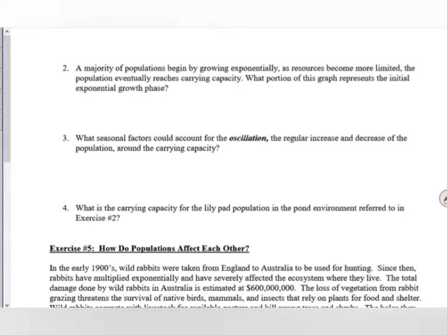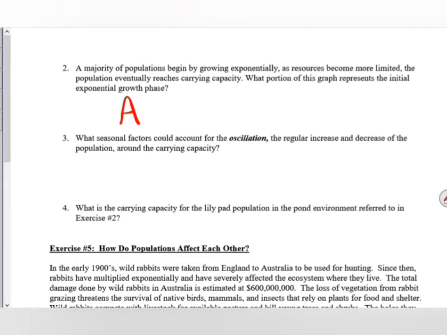What part of the graph represents the original growth, the exponential growth? A or B? A. Okay, so this is A. That's the exponential growth phase. We've already labeled it. And then number 3, what seasonal factors could account for the oscillation, the regular increase and decrease of the population around the carrying capacity? What could change seasonally? What changes between winter and spring?